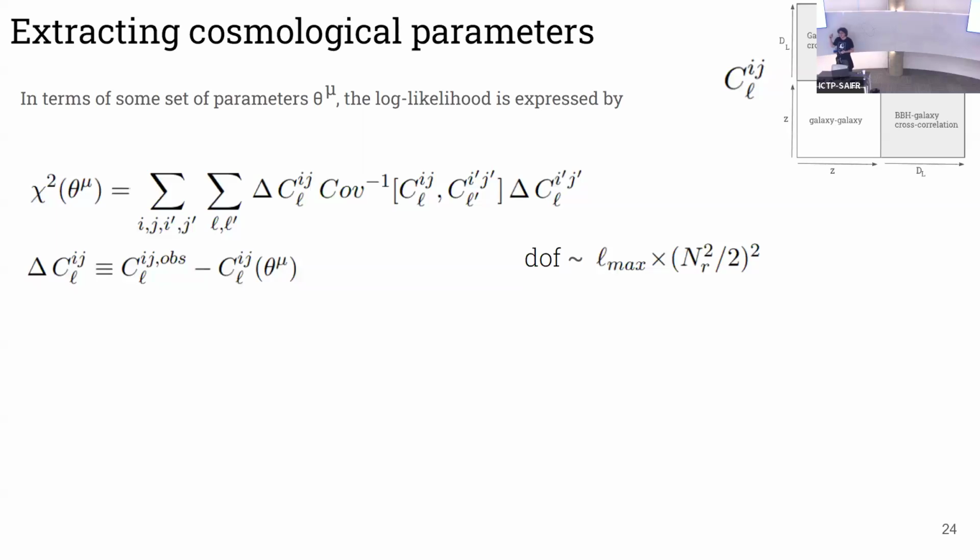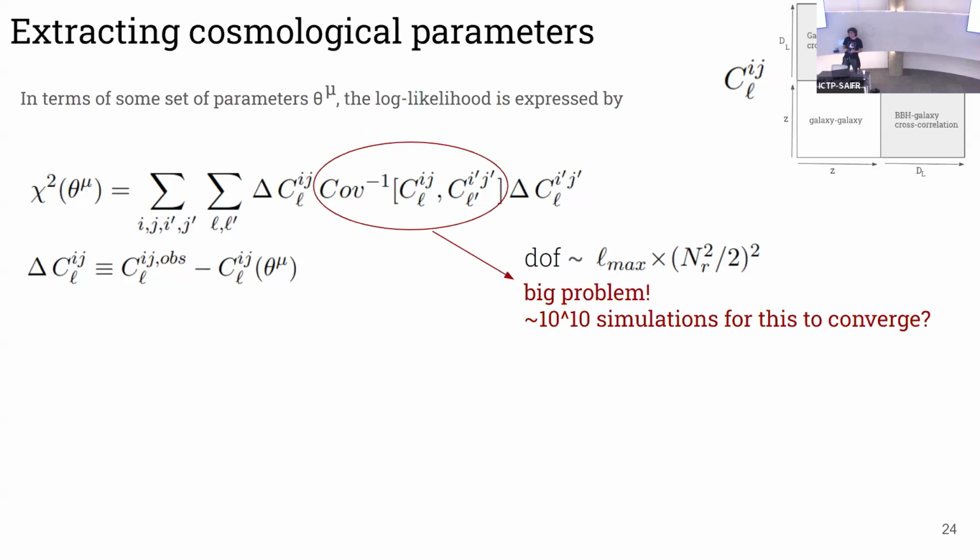The degrees of freedom of this is around l max times the number of radial bins to the fourth. If we're using, for example, 100 redshift bins in this analysis plus 100 luminosity distance bins, you have 10 to the 10 degrees of freedom. So do we need 10 to the 10 simulations for this covariance to converge? So this is a problem.